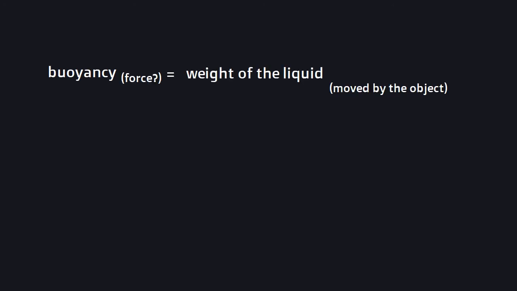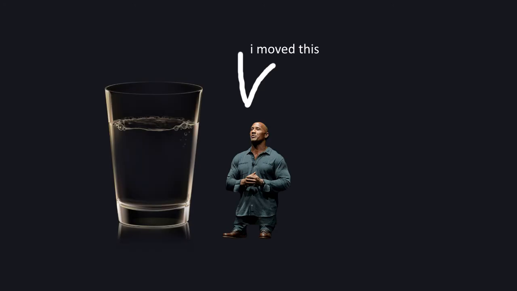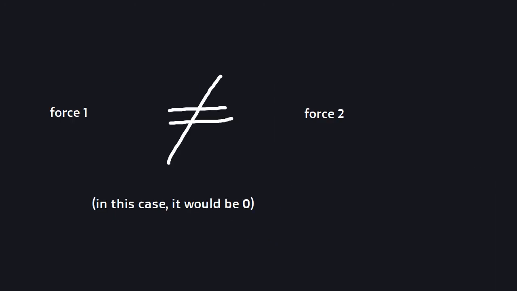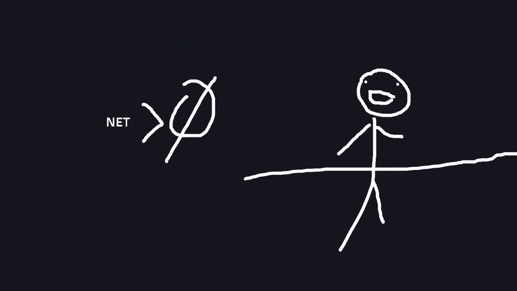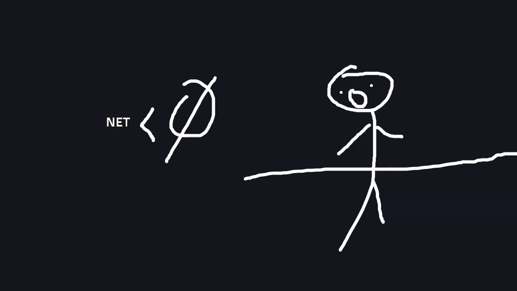According to some people on the internet, the buoyancy force is equal to the weight of liquid moved by the object. That means if I had a 1 pound rock that moved 1 pound of water, the buoyant force would be equal to the weight of the rock. When two forces are equal, they usually cancel out, leaving just one total force called the net force. So if this net force is more than 0, it floats. But if it isn't, well, it doesn't float.